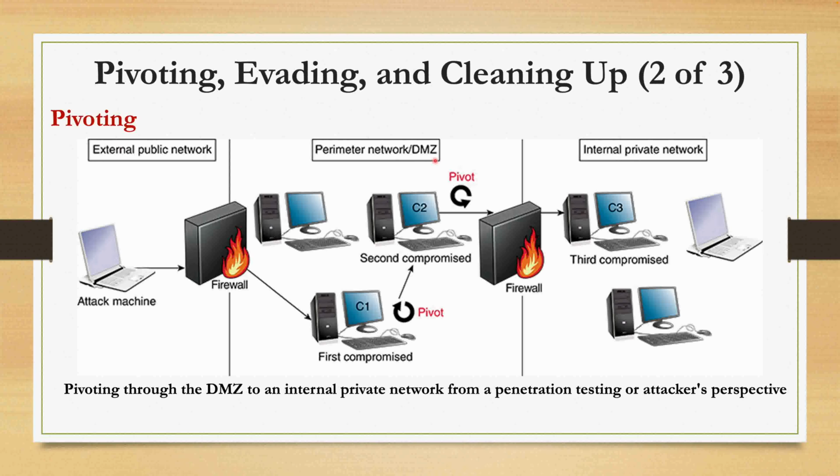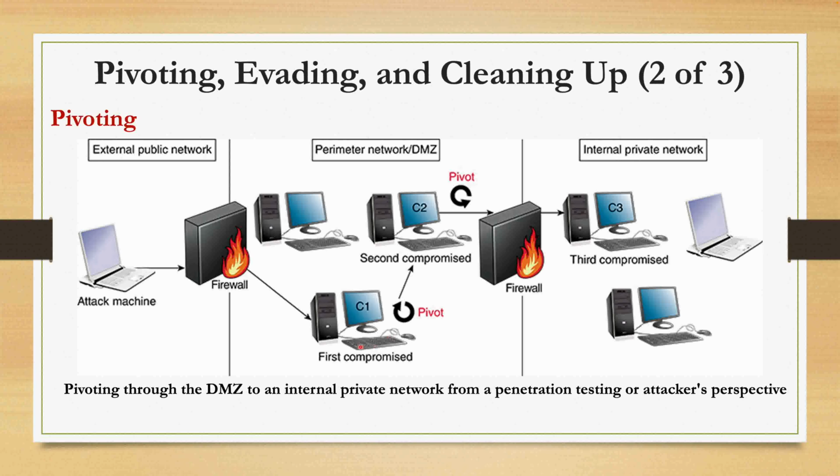We have perimeter, DMZ, internal private network. Here we have the attacking machine. Now, if you look at the attacking machine, obviously it's going to be in a public network. The attacker starts from the external public network and tries to target a system in the DMZ area here, bypassing the first firewall you're looking at. Basically, the goal is to compromise one machine, let's say, for example, C1, and use it as a pivot to extend the attack.